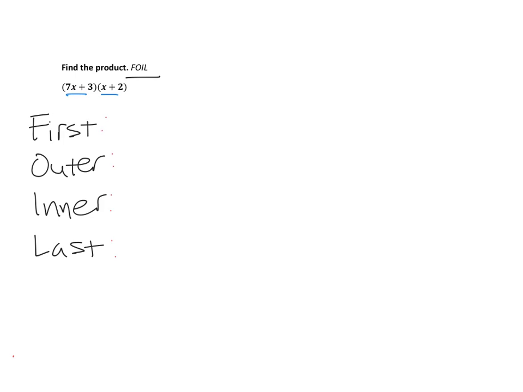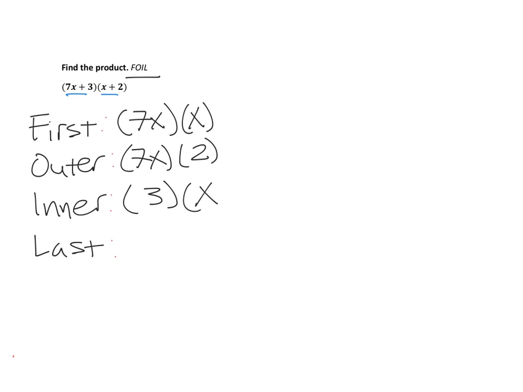First, or the F, stands for multiplying the first term in each parentheses. In this case, 7x times x. Outer says that you multiply the outside term in each parentheses. 7x times 2. The inner, you multiply the inside terms in the parentheses. 3 times x. The last, you multiply the last term in each parentheses. That is 3 times 2. So first, outer, inner, last. Well, we write that out.